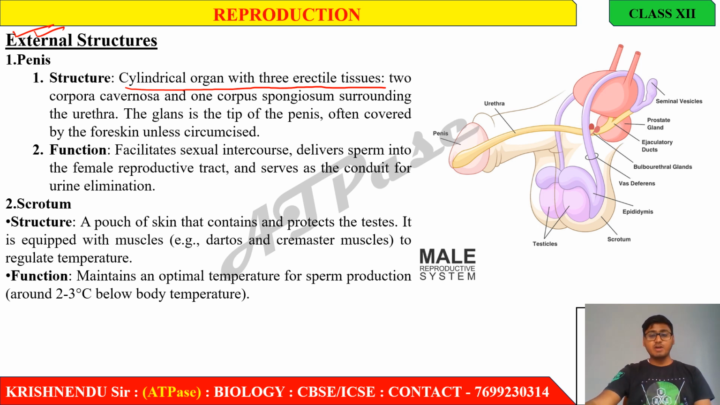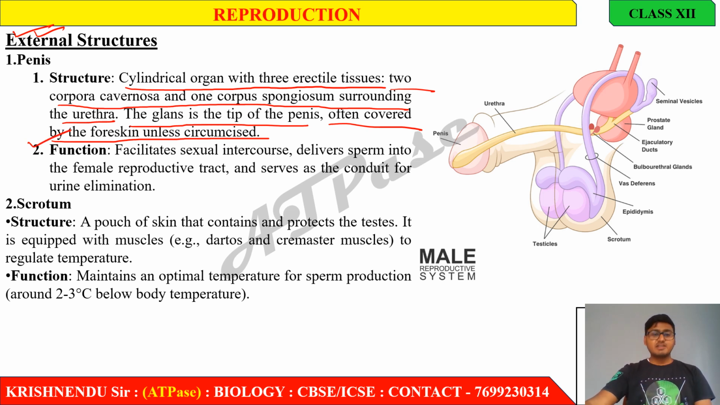What is the meaning of erectile tissue? That means it can erect. This tissue can change from a relaxed position to an erect position. Okay, two corpora cavernosa and one corpus spongiosum surrounding the urethra. Okay, the glans is the tip of the penis, often covered by a foreskin unless circumcised. So this is the structure of the penis.